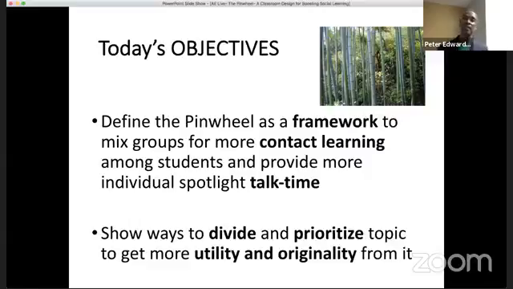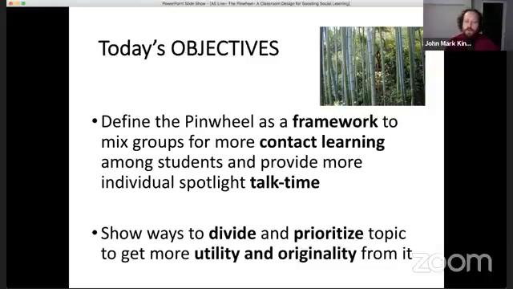A second objective is to take a topic and to divide it up and prioritize it. That's kind of like what I was talking about the cube. How we can kind of mix it up and then have the students put it together in lots of different ways and get more utility and originality from topics that way.